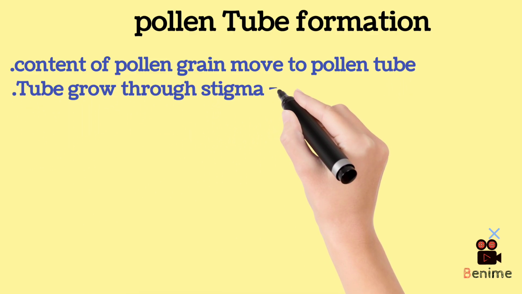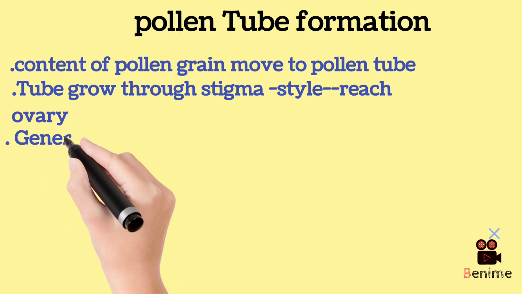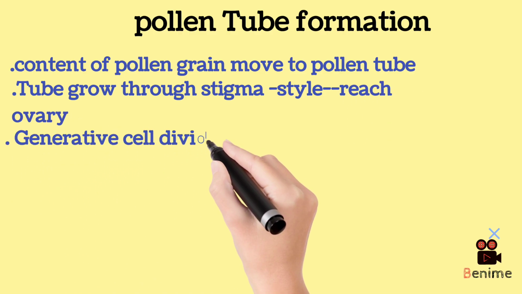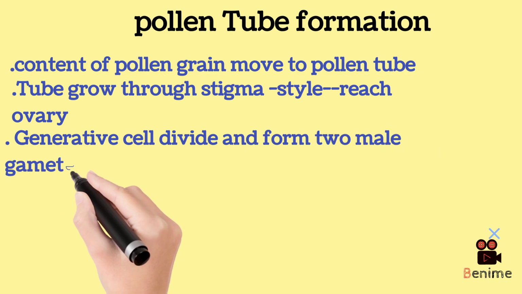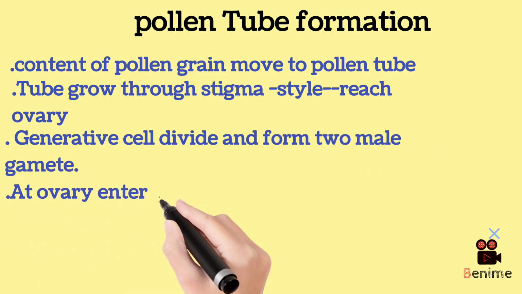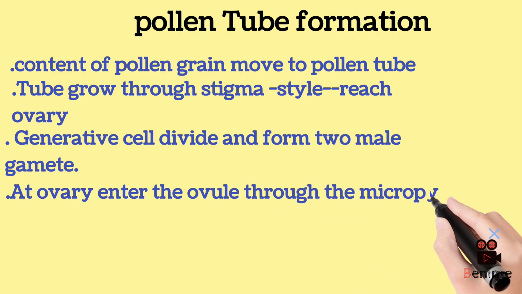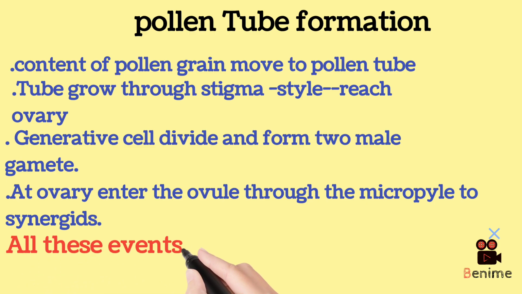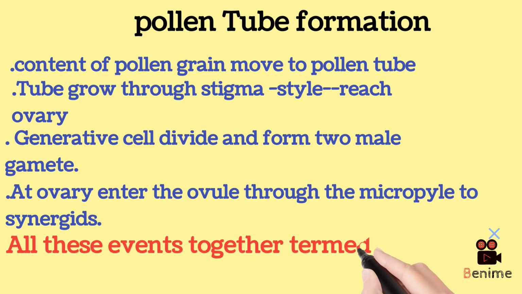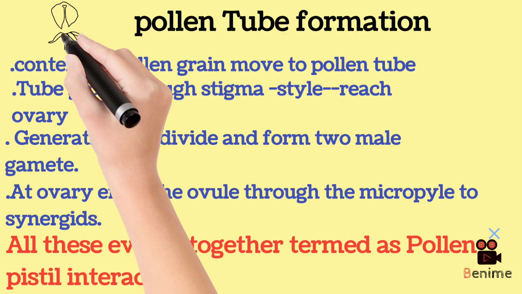through the stigma tissue and style and reaches the ovary. The generative cell divides into two male gametes and reaches the ovary and enters the ovule through the micropyle to the synergids, guided by the filiform apparatus. All these events together are termed pollen pistil interaction.